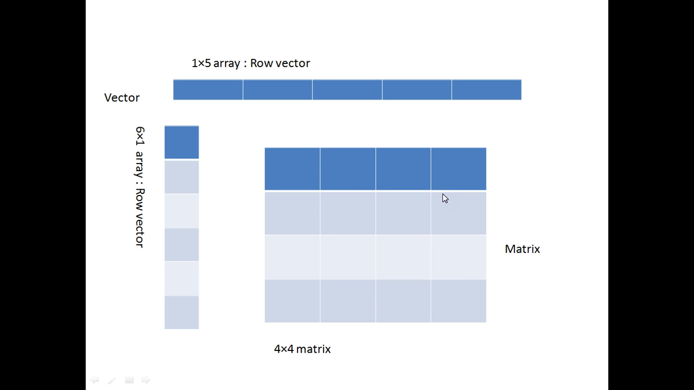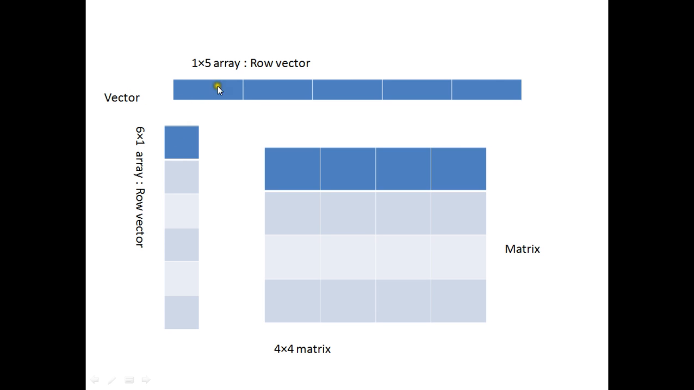So we can determine the size of a vector or matrix from its number of rows and number of columns. For example, it has one row and five columns, so it is called a 1 × 5 array, a row vector. At the same time, it has six rows and one column, so it is called a 6 × 1 array, which is a column vector.